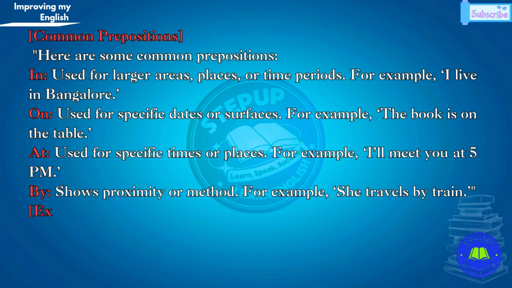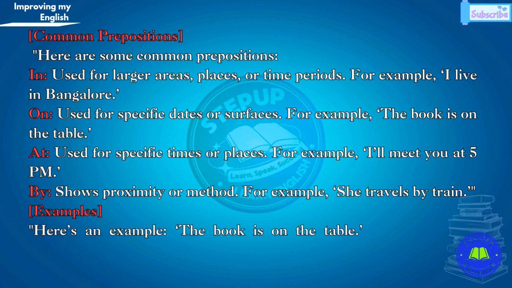Examples. Here's an example. The book is on the table. This shows the position of the book relative to the table.